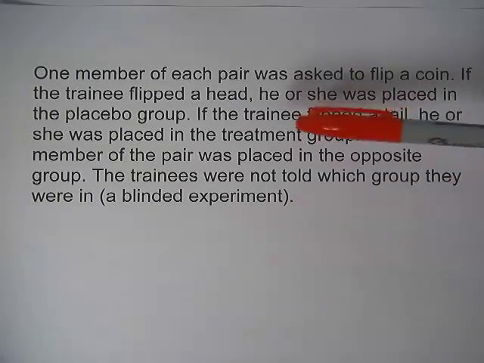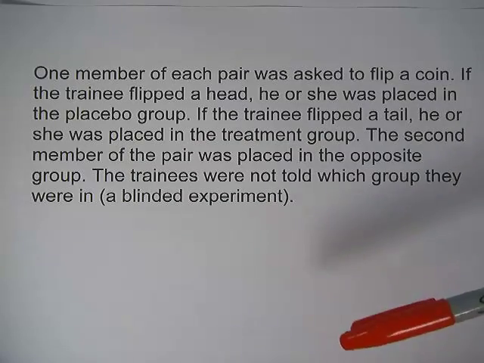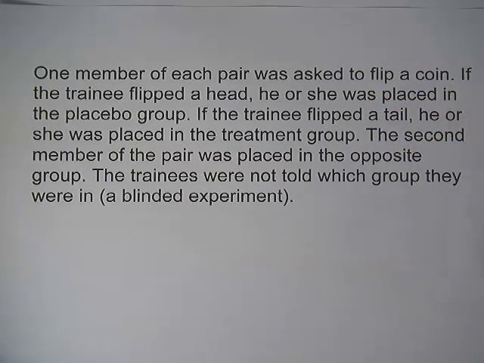So if the first trainee in the pair got a tail, they would go in the treatment group, which means the other person in the pair would go into the placebo group. The trainees were not told which group they were in, so this was a blinded experiment. So really only the researcher knew which group each of the trainees were in.